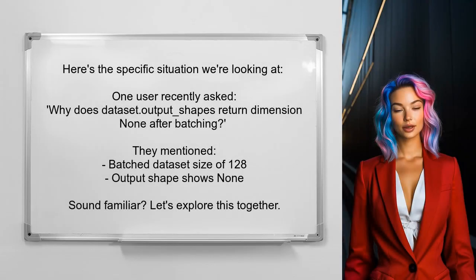Here's the specific situation we're looking at. One user recently asked, why does dataset.output_shapes return dimension none after batching? They mentioned that they built their dataset and batched it with a size of 128, but the output shape still shows none. Sound familiar? Let's explore this together.